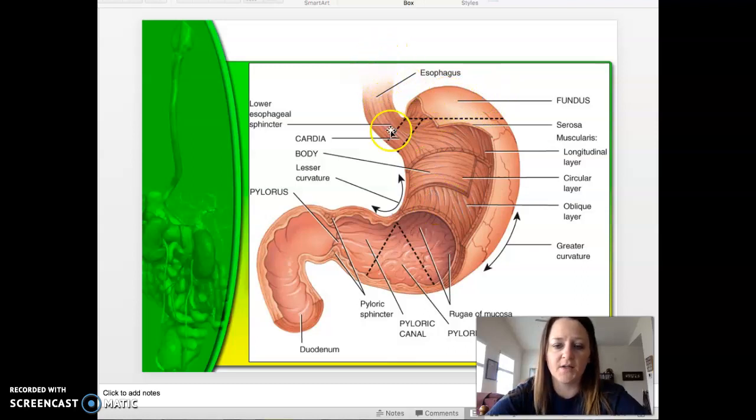So you have your esophagus coming down. The fundus is going to be the top part. The body is going to be this other part, basically the main part. And then the pylorus is going to be this lesser part down here. So it's where it starts to go into the small intestine.